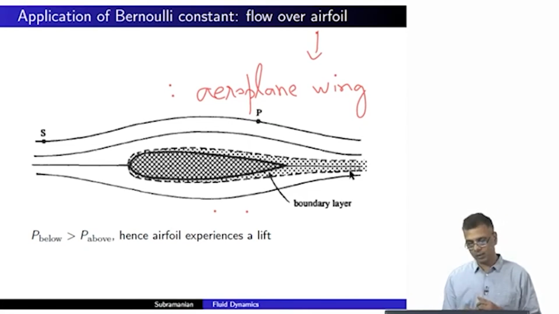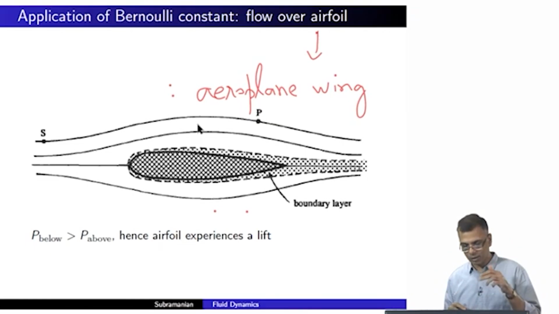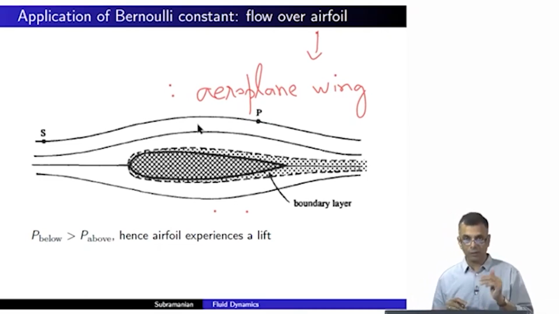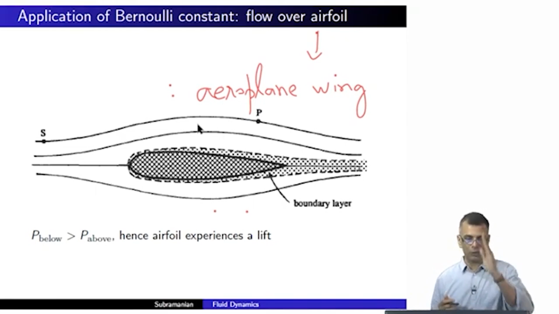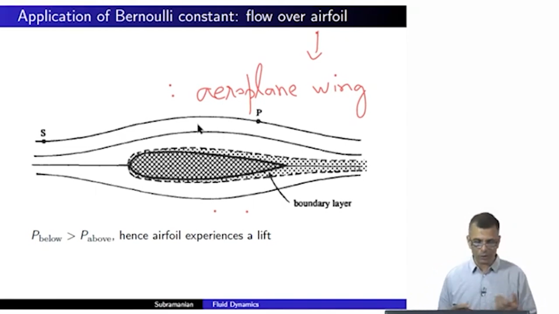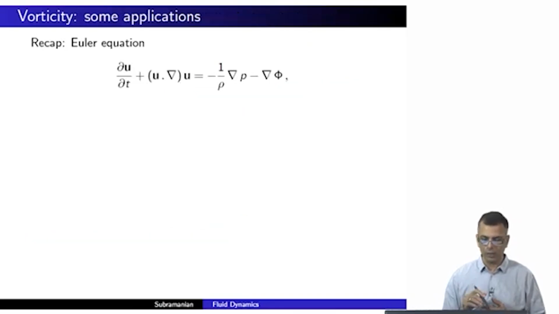Yeah. So because the velocity above is larger than the velocity below, the pressure, in order for the Bernoulli constant to be constant, the pressure above is smaller than the pressure below. In other words, there's a lift. The gradient in pressure gives you a force. Remember, force goes as gradient of pressure. And which direction is that force in? The force is in the upward direction. Yeah. So this is another neat illustration of the utility of the Bernoulli constant.